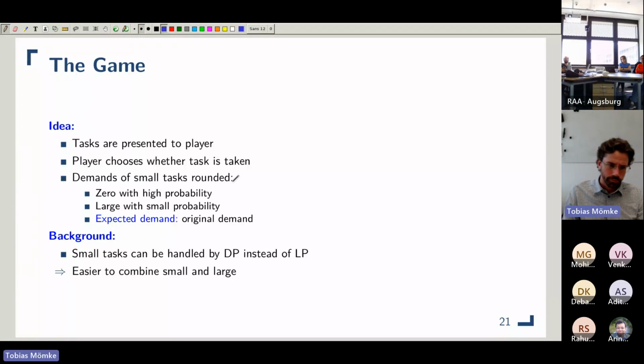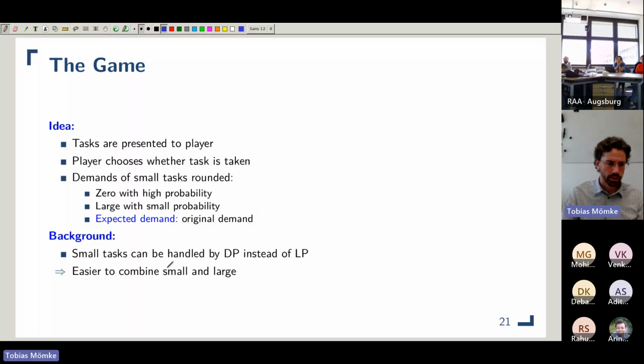Then the small tasks are rounded. With high probability, we round a task to 0, like the capacity. And with small probability, we round the demand to a very large number. So after rounding, we either get a 0 task or we get a large task. That's how you can think of it. And in expectation, we get the original demand with this random process.